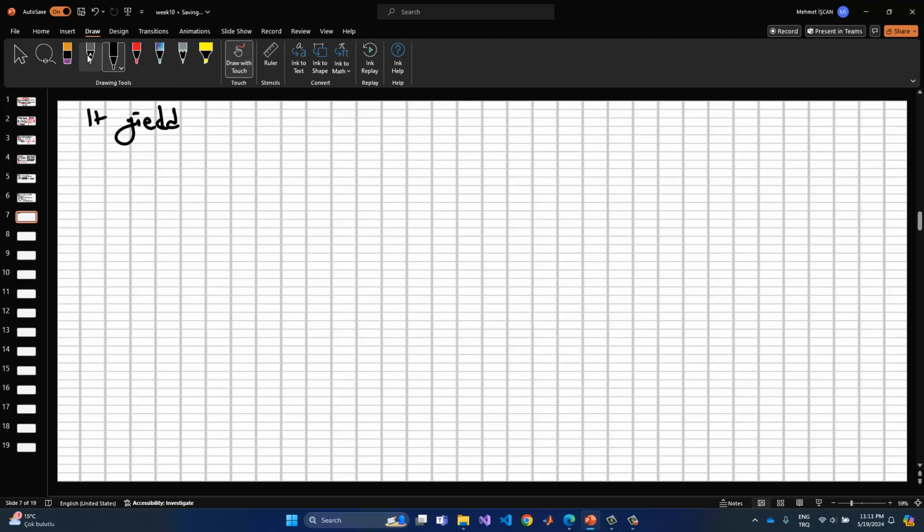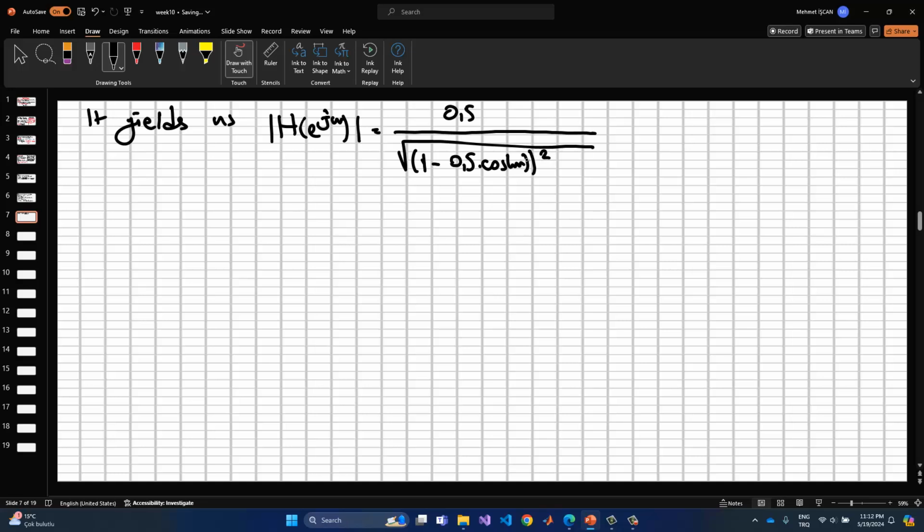So this yields that the magnitude of H(e^(jw)) equals 0.5 divided by the square root of (1 minus 0.5 cosine w) squared plus (0.5 sine w) squared.